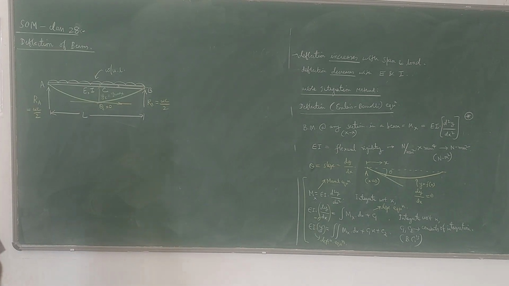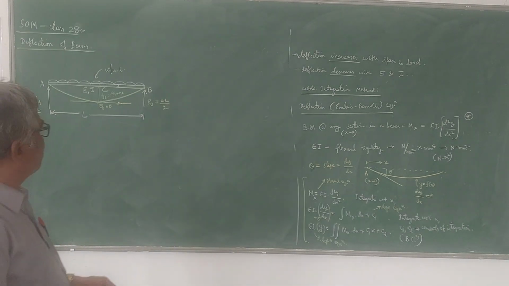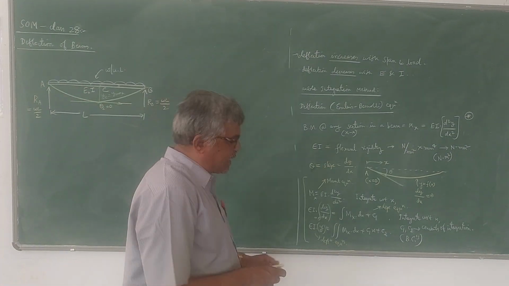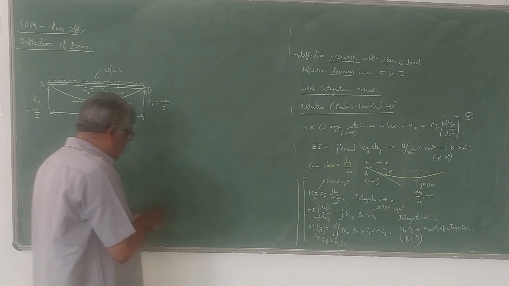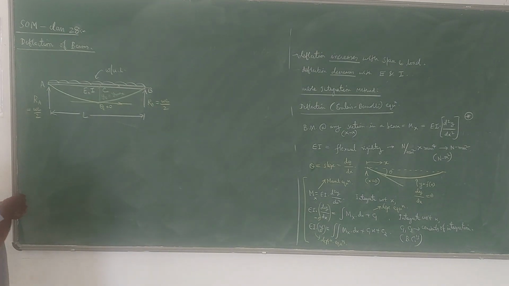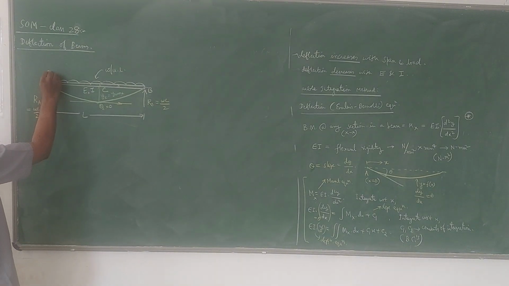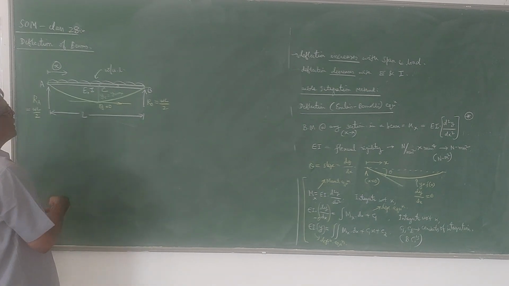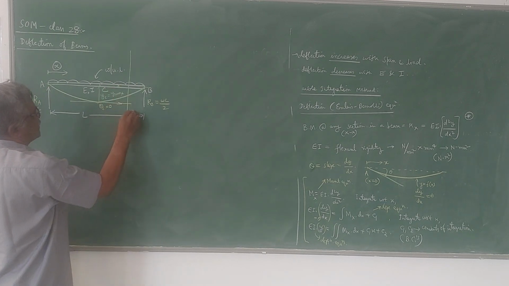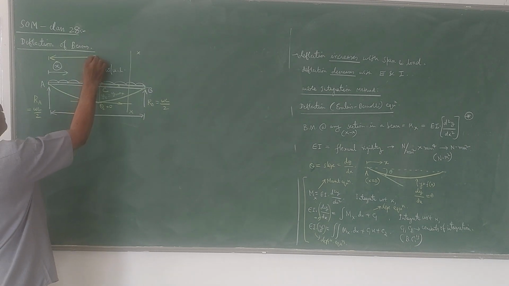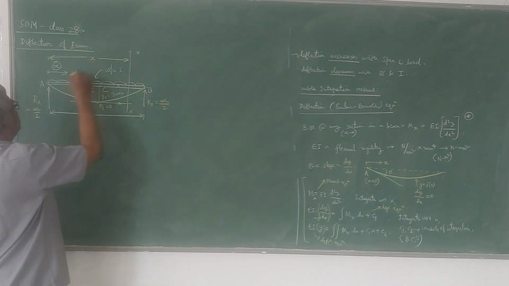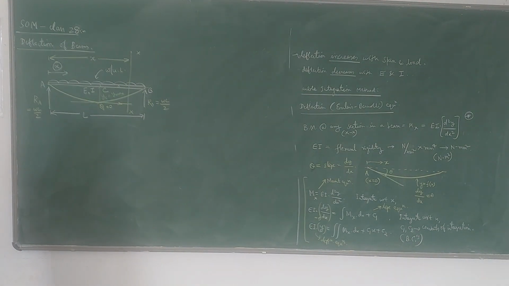Now what we have to do, the procedure is like this. We have to consider a section XX, because we have to write the bending moment expression. In the case of a simply supported beam, normally X is measured from the left support. So X is measured here like this. I will take a section XX here at a distance X from the left support. So please note that X is measured from the left support. A is the left support.